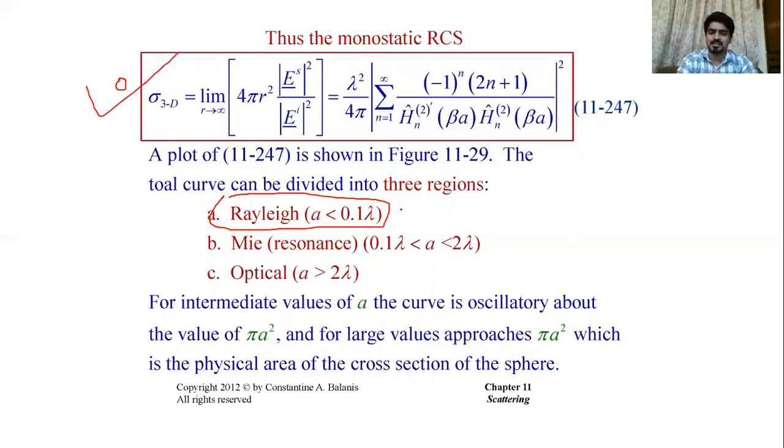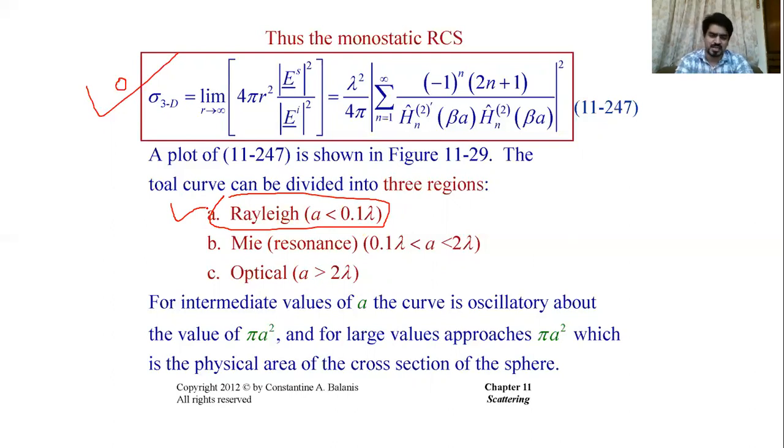It is like a transition from one region to the other region. It's not some hard-bound boundaries. So this is the first region, typically defined when the radial dimension is smaller than 0.1 lambda, and this kind of scattering you would see from a rain droplet. Again, that rain droplet is not a PEC sphere.